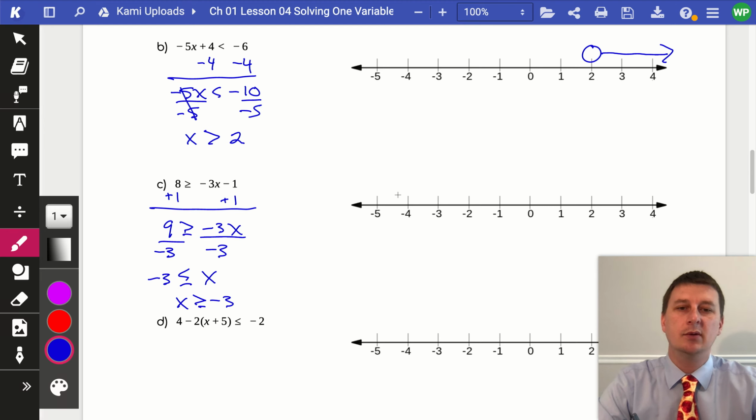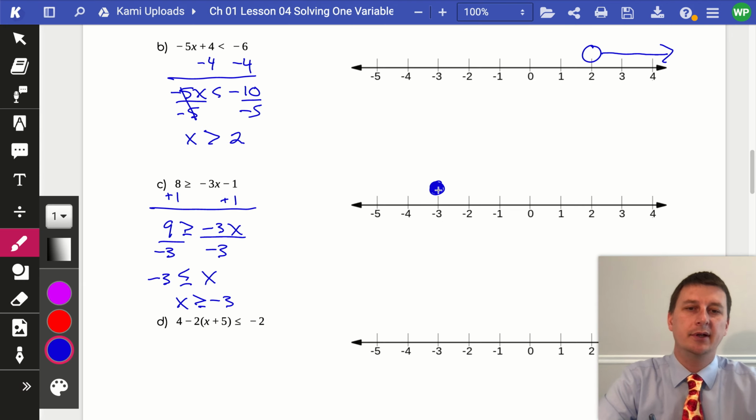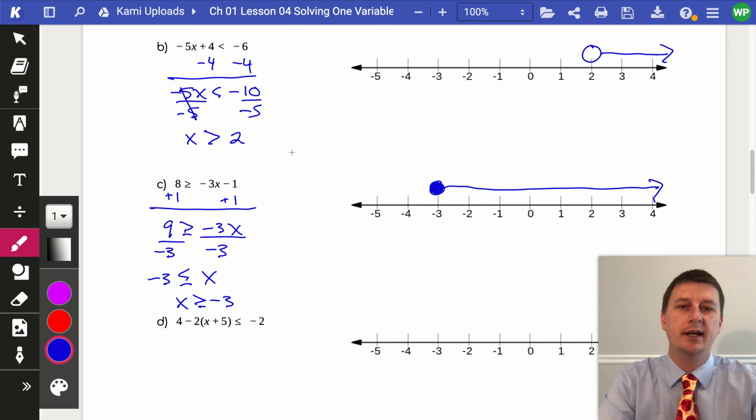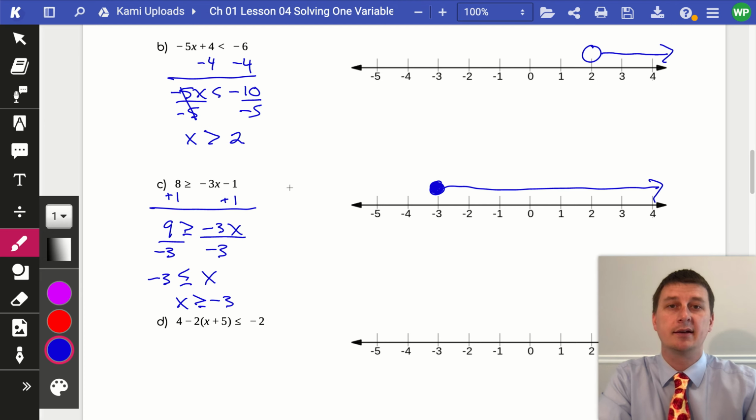So now that it can be equal to as well, you want to shade in that circle. We're going to have a closed circle to show that it includes negative 3. And which direction is greater than negative 3? Well, that's going to be to the right. And again, just an arrow pointing to the right is perfectly okay for that solution set.